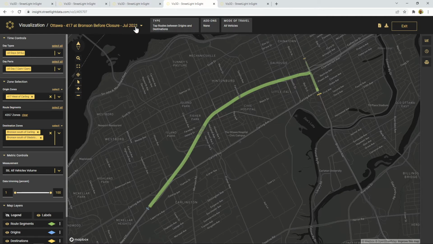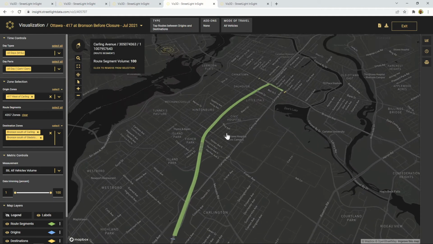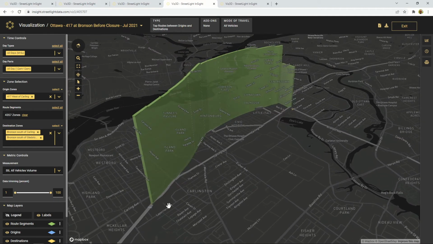In July of 2021, we established an origin point back here on Highway 417 and destinations south of the highway on Bronson and north of the highway. And we just asked the platform to show us the top routes that vehicles take between origin and destination. And it's quite straightforward. They continue on the freeway up to the exit on Bronson, and head north or south.